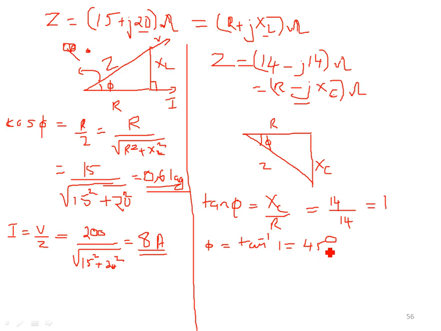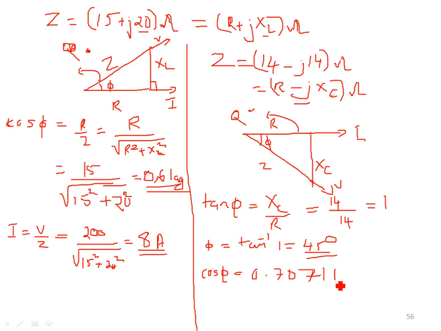So, you got phi. Now, what is cos phi? Cos phi is cos 45. It is 0.7071. That is the power factor of the circuit. Power factor is 0.7071. Now, to find whether it is lagging or leading, current will be in phase with resistance. Voltage will be in phase with impedance. Now, if you are considering a point and rotating the vector in counterclockwise direction, current comes first and voltage comes after phi. Therefore, current is leading voltage by an angle phi. Therefore, power factor cos phi is leading.